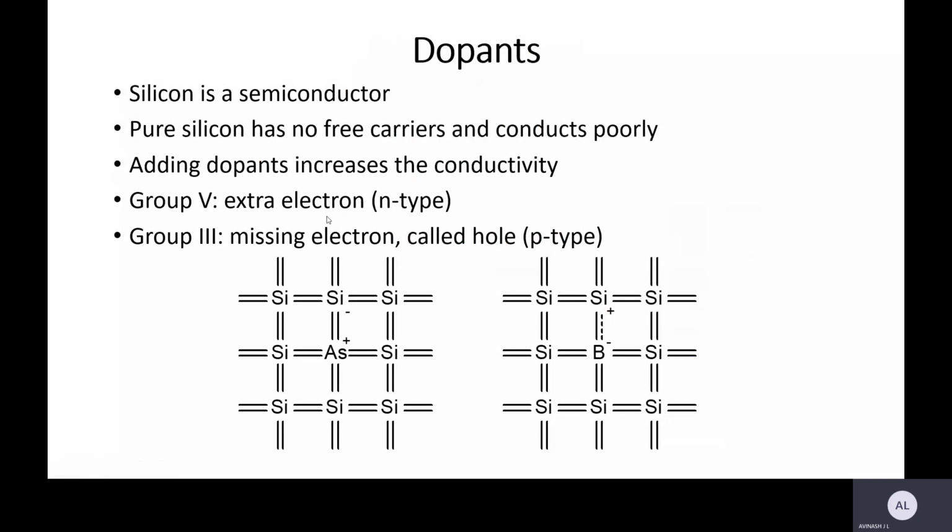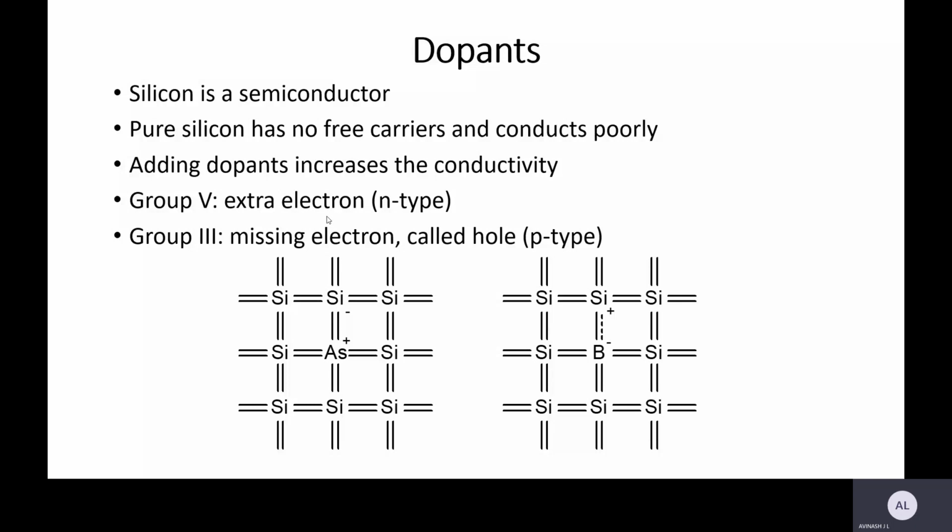So once there is no provision in that particular thing, pure silicon has no free carriers and conducts very poorly. So now we want to increase the conductivity of the silicon. When we are thinking of increasing the conductivity of the silicon, we need to add dopants. Dopants means what? They are impurities, like arsenic and boron. All these things are impurities.